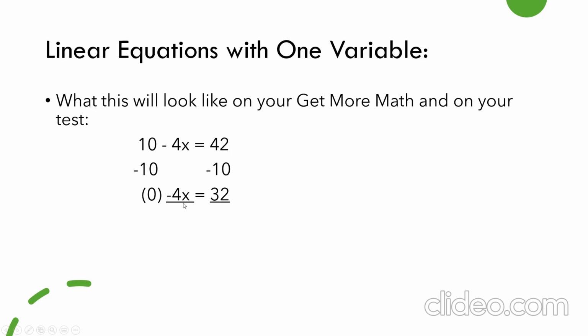Our next step is we're trying to get a single variable. So it is currently -4 times x, and we want to get the x by itself. So the opposite of multiplying by -4 is going to be to divide by -4. And what we do to one side, of course, we have to do to the other. So -4x divided by -4 is going to give us 1x, or just x. And then 32 divided by -4 is going to give us -8.